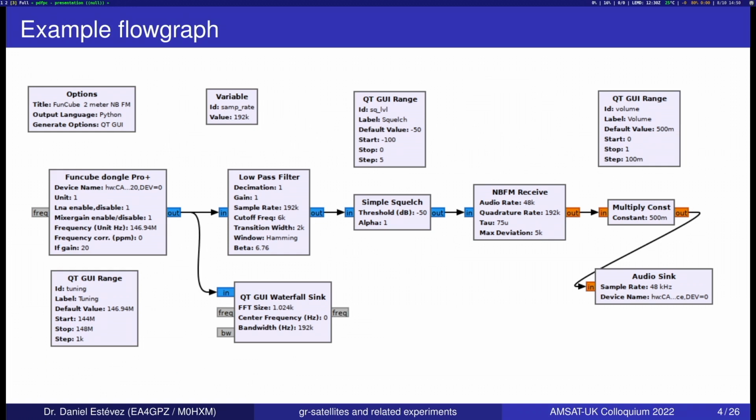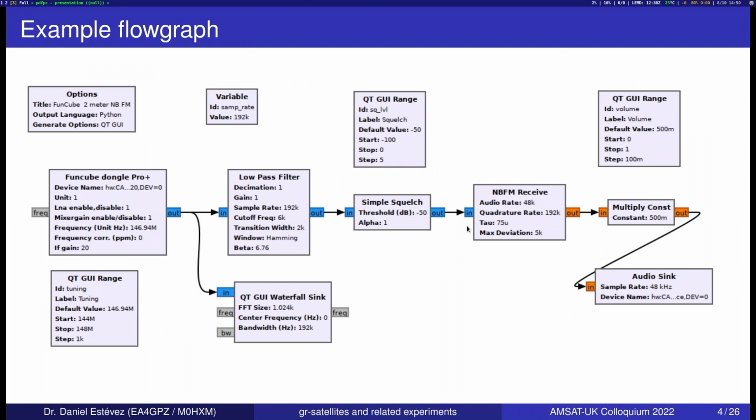This is an example flow graph of how GNU Radio looks like. This is taken from the documentation, and this is a narrowband FM receiver for the 2-meter band. So you have a block here for the FunCube dongle. Then you have a low-pass filter for the signal. You also have this waterfall sink, which is plotting the waterfall or the spectrum on the screen. Then you have a squelch. You know the squelch. It will turn down the signal when there's nothing. You can have GUI elements, such as this GUI range, which will give you a range slider to adjust your squelch threshold. And then you have this narrowband FM receive mode.